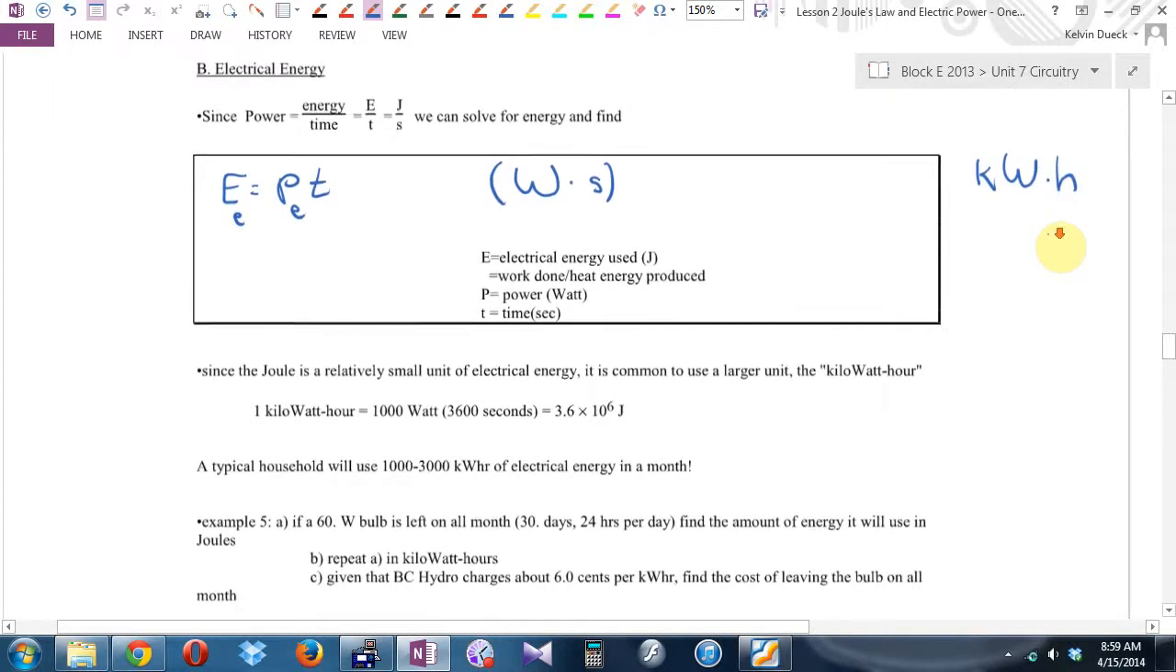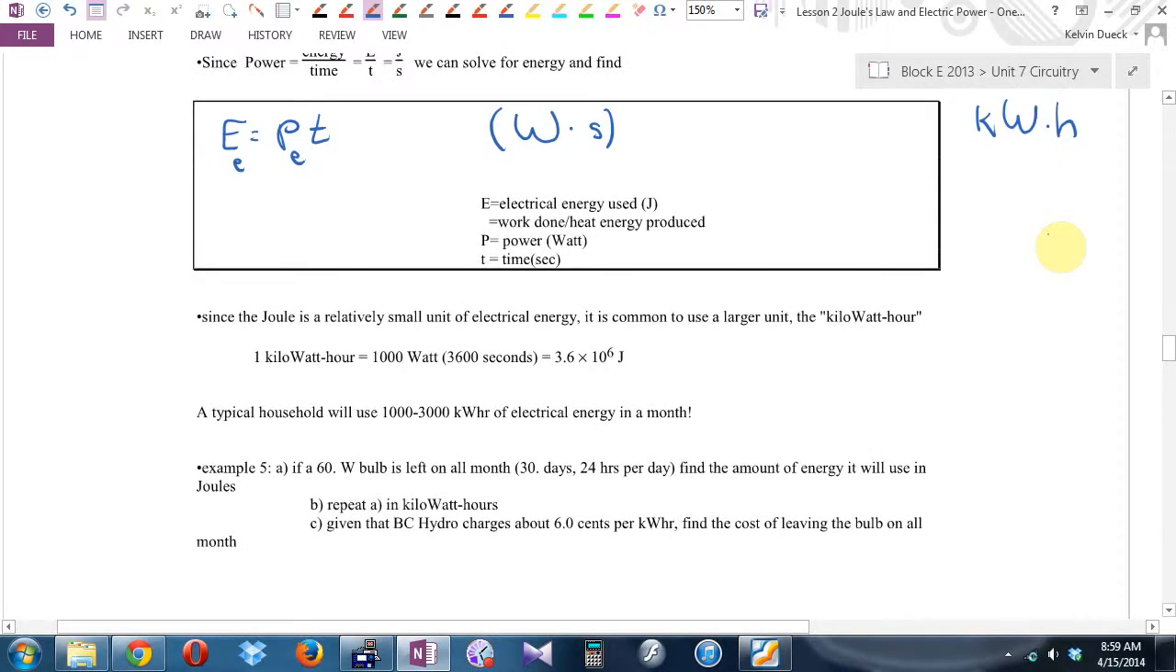So since a joule is a relatively small unit of electrical energy, it's common to use a larger unit, the kilowatt hour, where 1 kilowatt hour, well, kilo means 1,000 watts, and 1 hour is 3,600 seconds, so 1 kilowatt hour is 3.6 times 10 to the 6th joules. A typical household uses between 1,000 and 3,000 kilowatt hours a month. And you can imagine if we did that in joules, you'd be getting a bill that would have numbers in the trillions, and most people just can't wrap their brain around that if it was in joules. But kilowatt hours, yeah, between 1,000 and 3,000, okay.